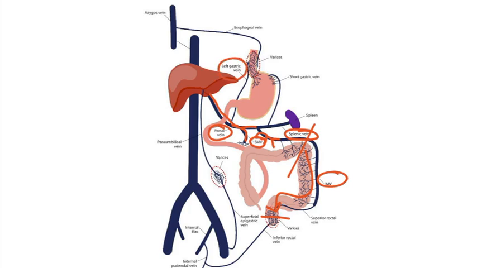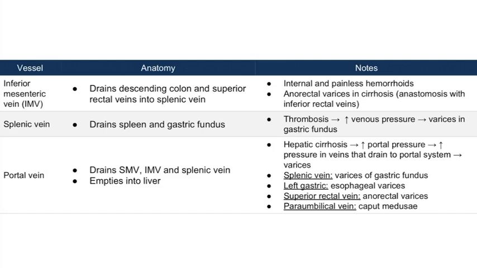Now notice this left gastric vein right here. This drains the lesser curvature of the stomach, and then it drains into the portal vein. So in this way, deoxygenated blood from the lesser curvature of the stomach can go through the portal vein. With that overview, let's get to the details to help you dominate your board exams.